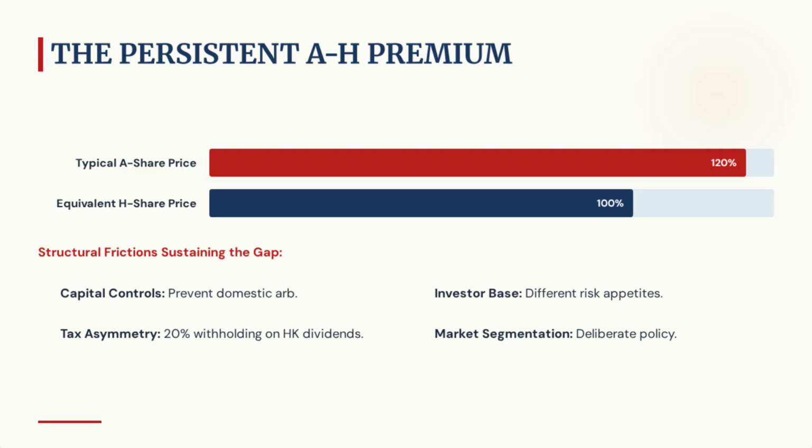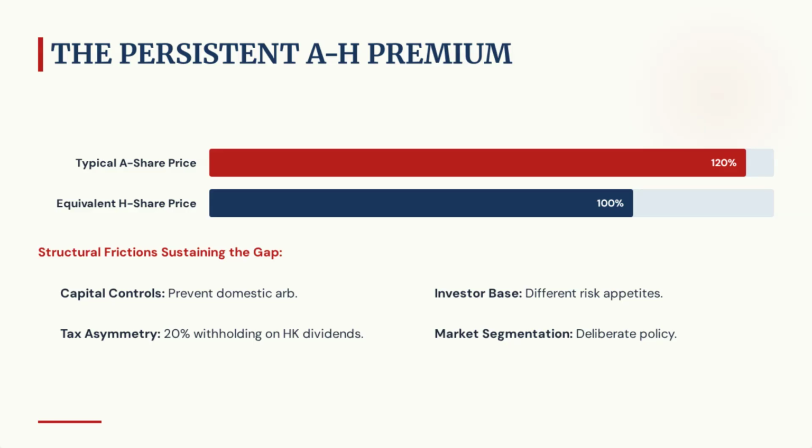The AH premium is the gap between the price of the same company's A shares and H shares. The A shares trading in Shanghai, accessible primarily to domestic investors, consistently command a premium over the H shares trading in Hong Kong. Several factors sustain that gap.